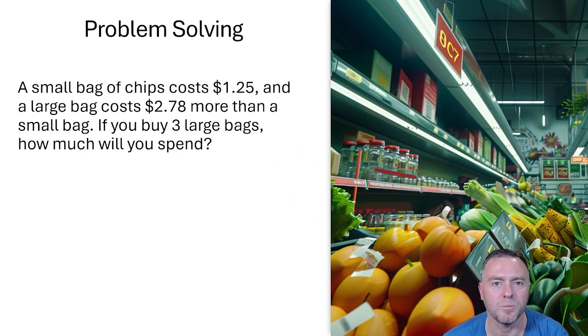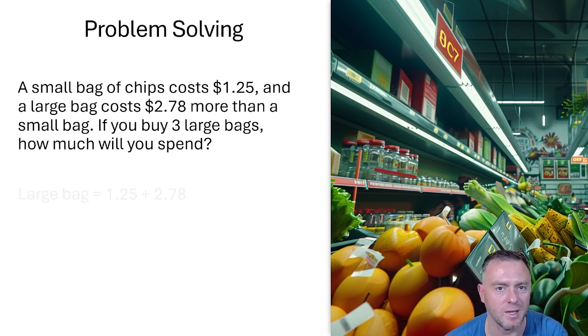Cool. So a little bit more of problem-solving style questions, and hopefully this will help get you ahead in the game. A small bag of chips costs $1.25. A large bag costs $2.78 more than a small bag. If you buy 3 large bags, how much would you have spent? So as a small bag costs 1.25, our large bag costs 2.78 more than a small bag. So you can't just use the 2.78, you need to add those together. So pause the video, have a go, see how you go.